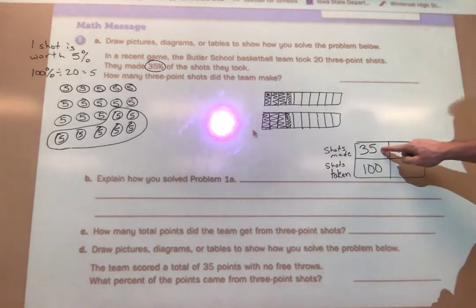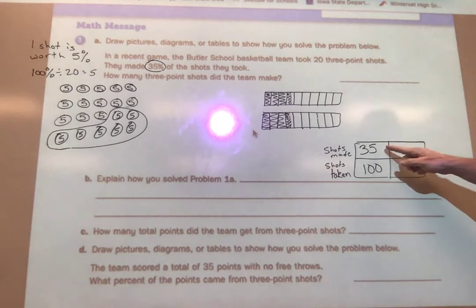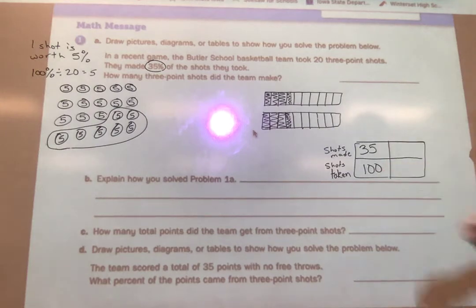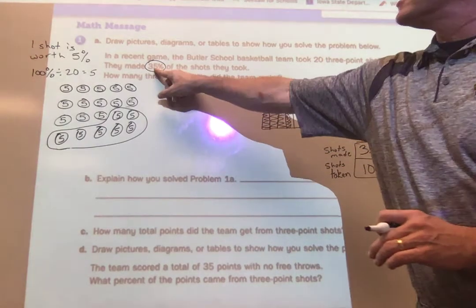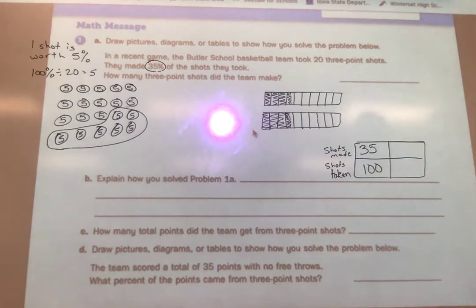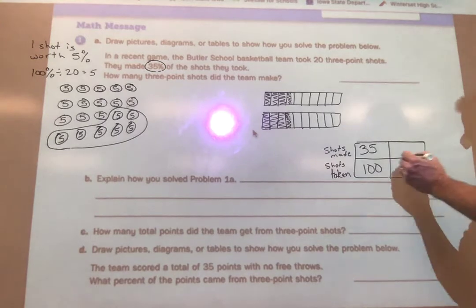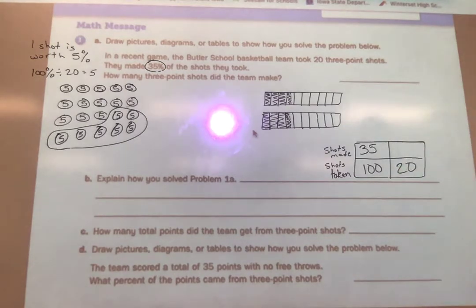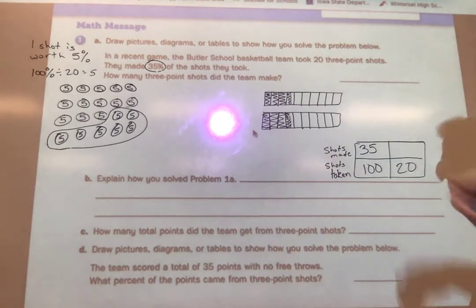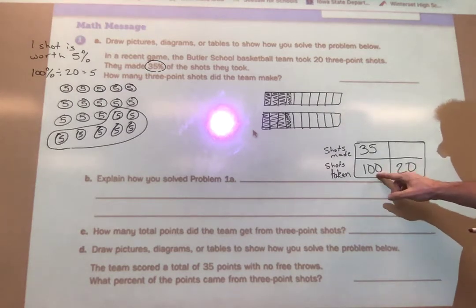Okay, and this kind of relates down to here. If I just made a table, I've got shots made to shots taken. I've got 35 shots made out of 100. Okay, because percent means out of 100. So I've made 35 out of 100, and I want to know, it says I made 20 3-point shots. So I want to get this 100 down to a 20, because I want it out of 20 shots, not out of 100.